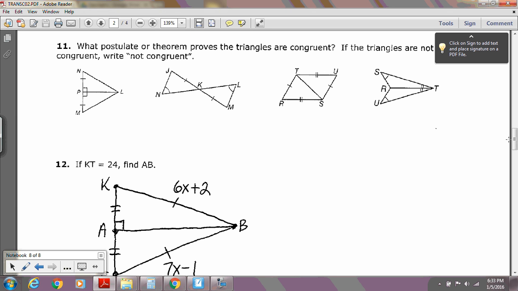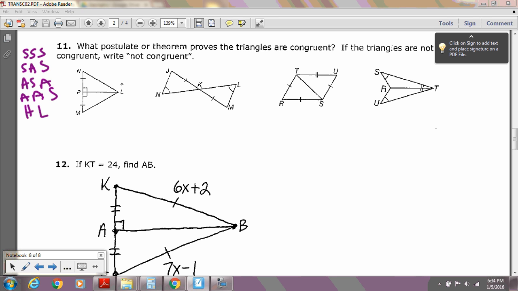Number 11, what postulate or theorem proves the triangles are congruent? If the triangles are not congruent, write not congruent. So this is where we have to use one of the big five. Your options are side, side, side; side, angle, side; angle, side, angle; angle, angle, side; and hypotenuse, leg. Those are your five options. If the two triangles do not meet one of those five, you have to write not congruent.